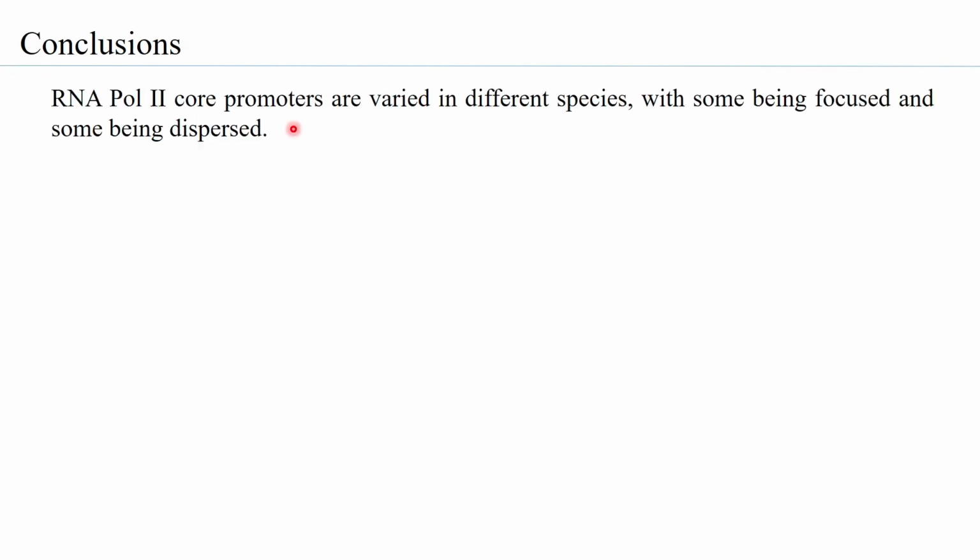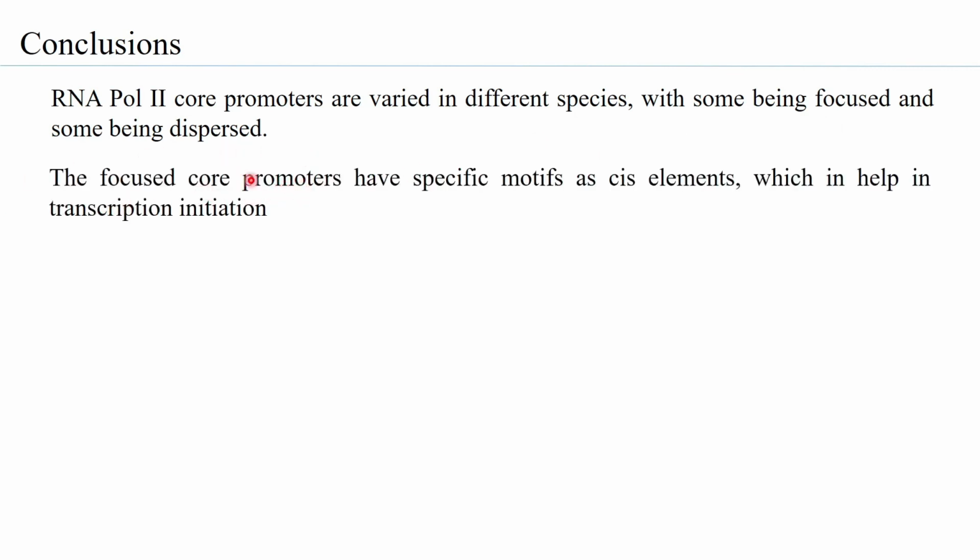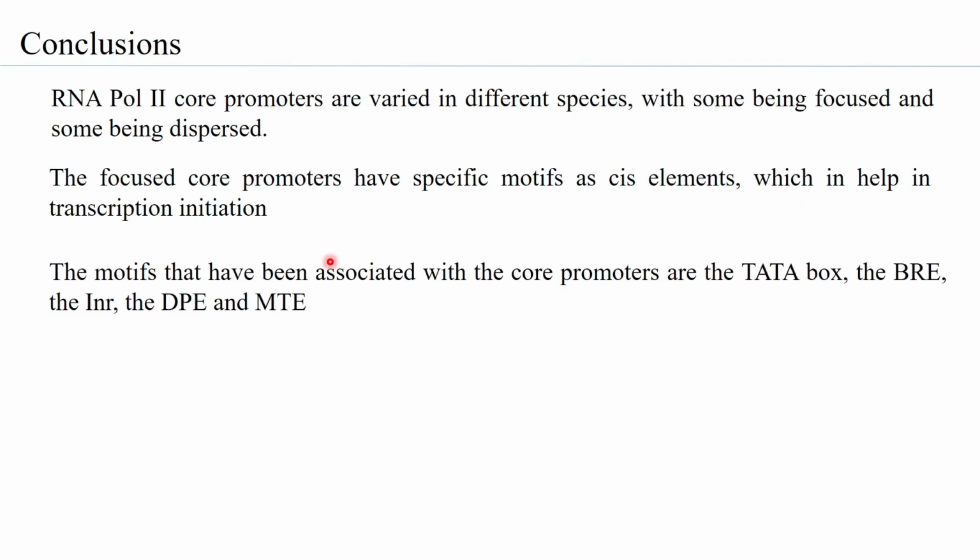So let us make the concluding remarks. RNA polymerase II core promoters are varied in different species, with some being focused core promoters and the others being dispersed core promoters. The focused core promoters have very specific motifs, which are cis elements. So they are basically nucleotide sequences, which in turn are going to help in transcription initiation. The motifs have been associated with core promoters such as the TATA box, the BRE, the INR, the DPE, and the MTE.